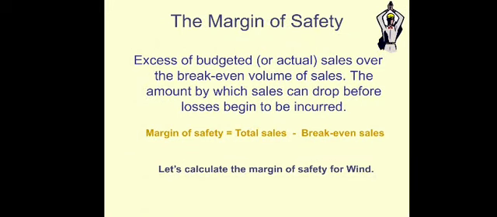Okay, this is the next thing in this topic. You have to know about the margin of safety. To make it simple, the margin of safety is the difference between the actual sales or actual revenue and the break-even revenue or sales. If a question asks you to calculate margin of safety, you show the total sales or revenue and then minus the break-even sales or revenue.